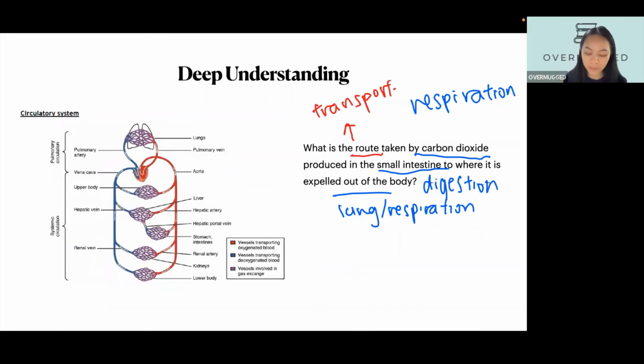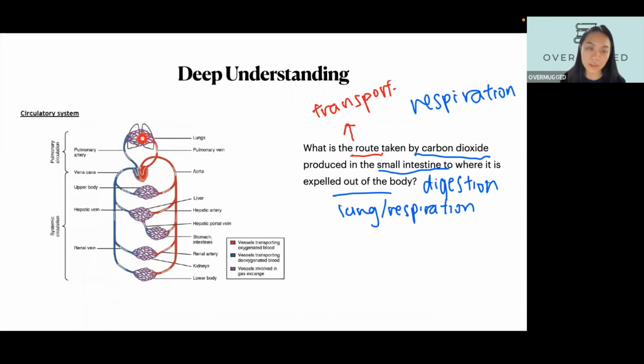The route taken by carbon dioxide produced in the small intestine. Let's zoom into this. The small intestine is here, and the carbon dioxide is produced here. If you memorized or understood this diagram, you realize the blood is only flowing in one direction. The carbon dioxide produced in the small intestine will go to the liver via the hepatic portal vein, because that's the only direction. From the liver, it will go back to the heart via the hepatic vein and vena cava. It enters the heart. If you want to be more detailed, right atrium, right ventricle, and then pulmonary artery to the lung.